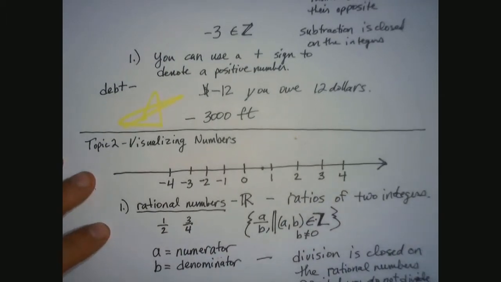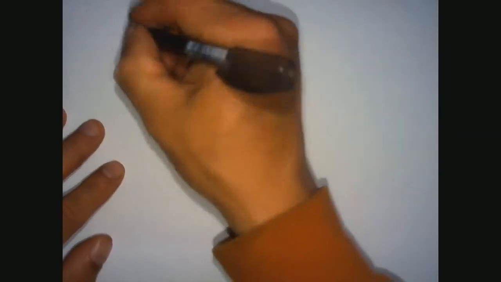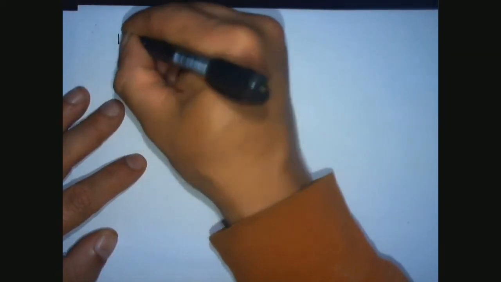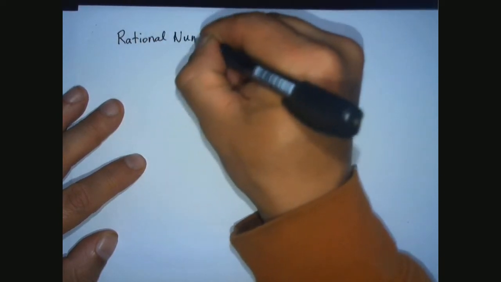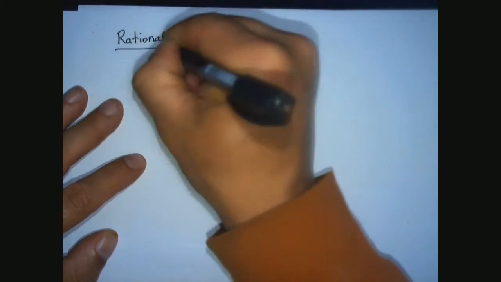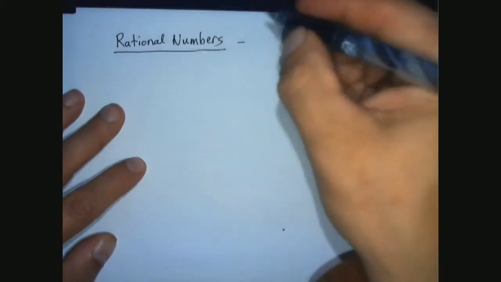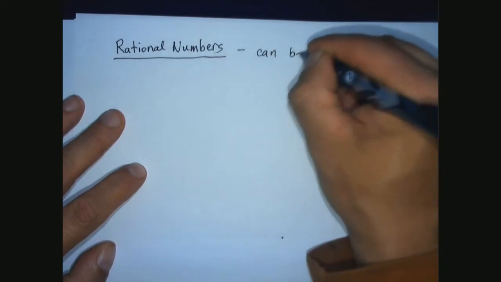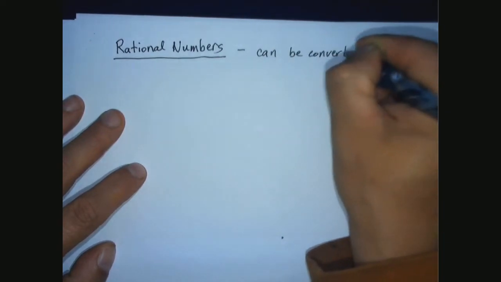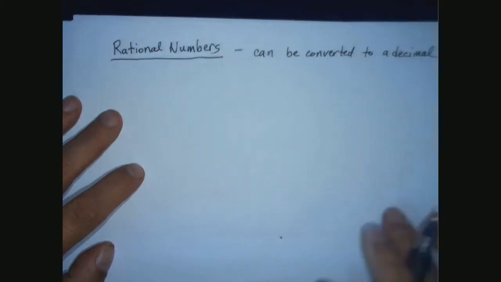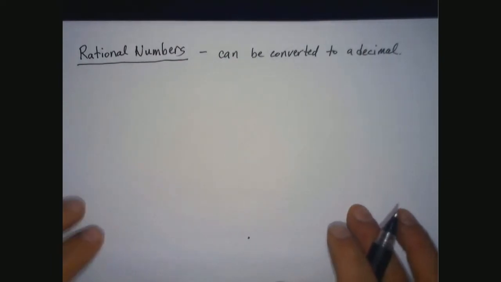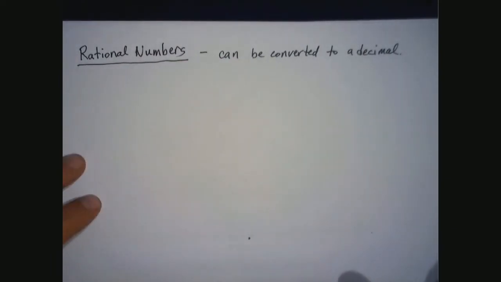Now, there's a formal way to graph these, and I'm going to get another piece of paper out here, because there's a fun fact about rational numbers. Let me write it first. I know you're dying to know. Rational numbers can be converted to a decimal by division. So you divide the denominator into the numerator.